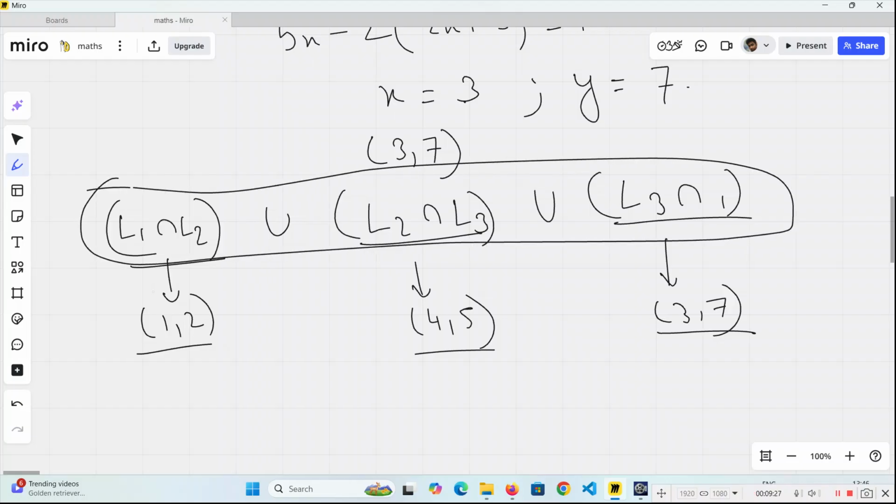So this whole thing is a set, that is the set A. How many elements are there in set A? That is 1, 2, 3. So the answer will be 3 elements. According to this question, the option is A.